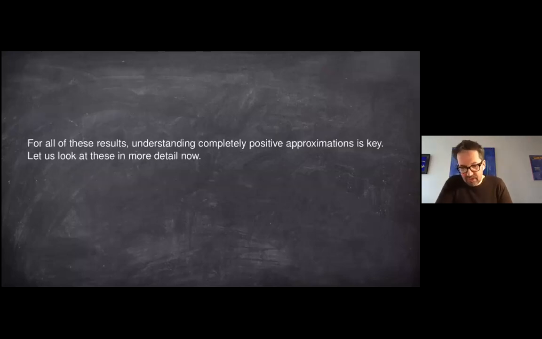And for all of these results I've shown you about nuclear C-star algebras, it's absolutely important to understand the completely positive approximations that I showed you in the beginning. I said the existence of completely positive approximations is one way of defining or characterizing nuclear C-star algebras. But for these results, it's absolutely key to understand these quite well. That's really the structure of these completely positive approximations, and that's really the topic of the talk.